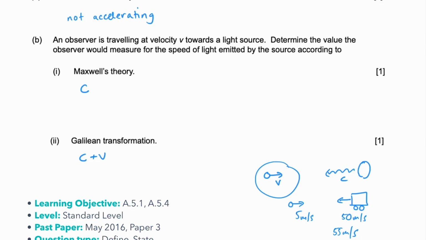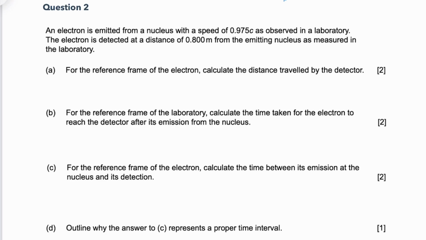Move on. Question 2. An electron is emitted from a nucleus with a speed of 0.975 c as observed in a laboratory. The electron is detected at a distance of 0.8 metres from the emitting nucleus as measured in the laboratory. A. For the reference frame of the electron, calculate the distance travelled by the detector.